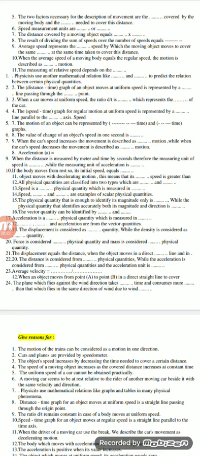Number 12. All physical quantities are classified into two types which are vector and scalar. I have two types of physical quantity, vector and scalar.